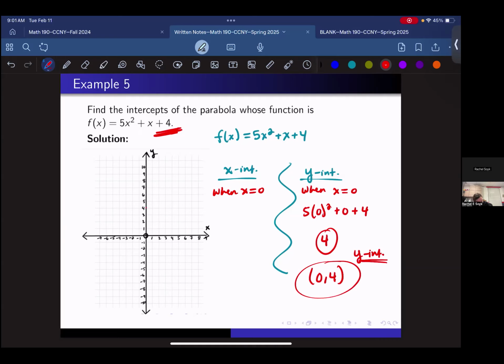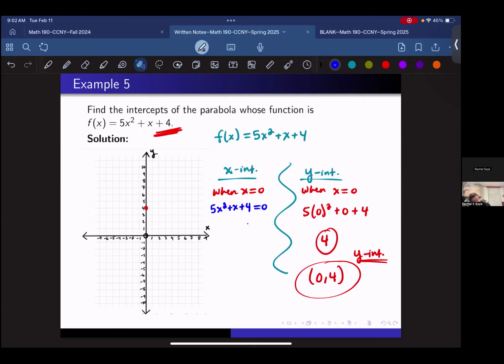If we plot this, there it is. Whereas for our x-intercept, we take our entire quadratic function and we set it equal to 0. So again, we want to see if we can factor here. And if we can't, we can utilize the quadratic formula.